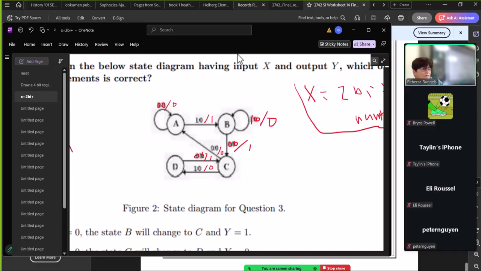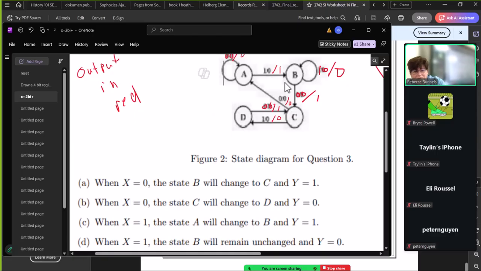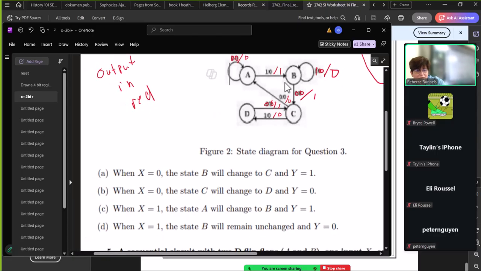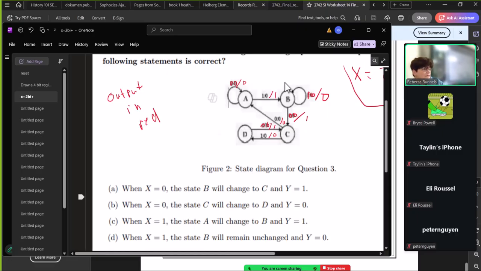Wait, can we see the answer? Oh, sorry. So would it not be A? It is A with this adjustment, yes. Because when it's 0 0, B changes to C, and the output Y is 1. So when it's 1 and 0, would that be an output of 1 or still be a... That's a don't care. Oh, wait, sorry. 1 and 0 would stay at B with an output of 0.